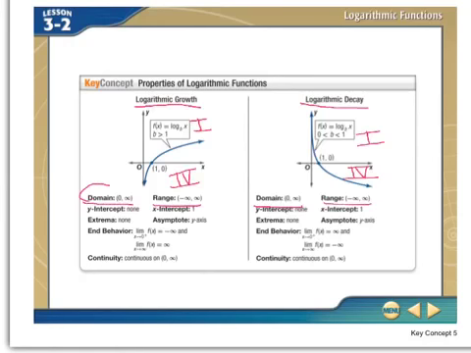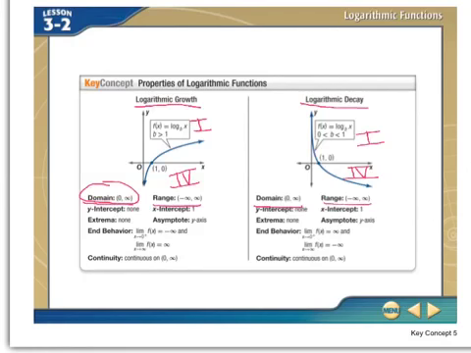Going back to the domain for a second, since our domain is from 0 to infinity, not including 0, we have a vertical asymptote at the y-axis for both graphs, which also means that we cannot use an input of 0 or any negative value when evaluating a logarithmic function.